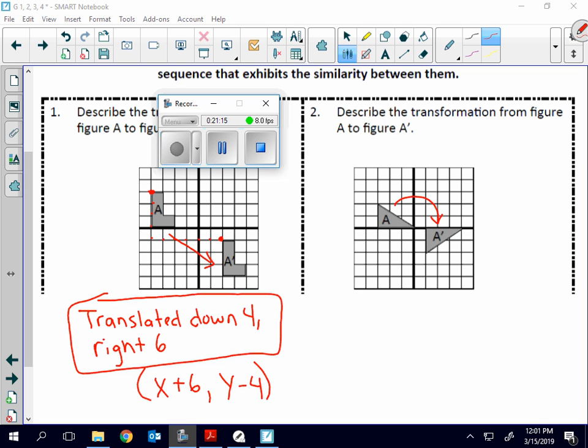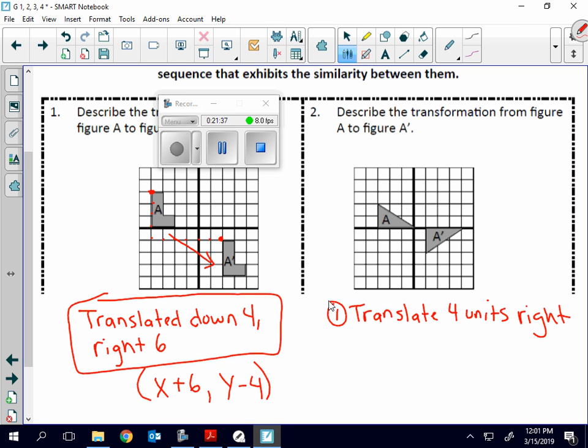We could do a series of transformations. What if I started with a translation of 4 units right? Let's see. So let's do that. Let's just see where we get. 4 units right. So this point goes to this point. This point goes to this point. And this point goes to this point. So right now we have a triangle.